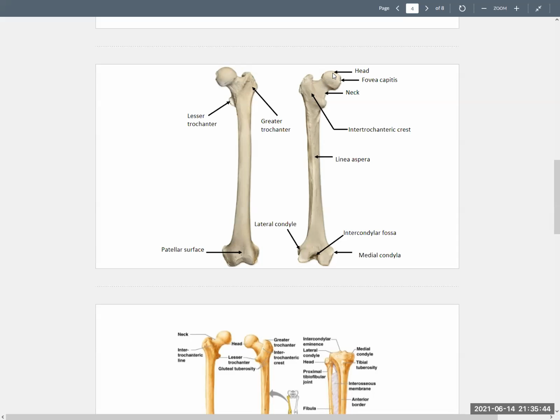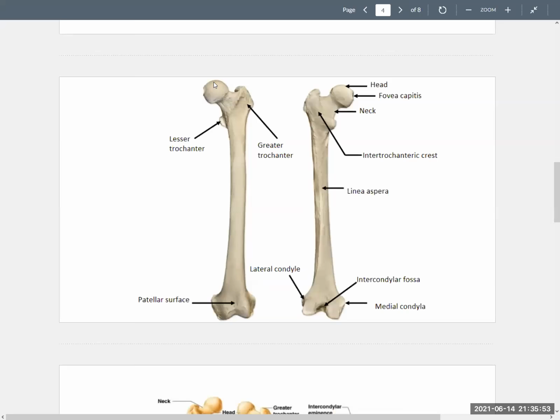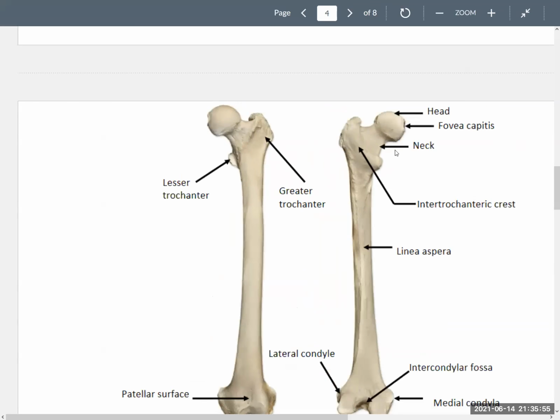Up at the top of the head, there is a depression. It shows over here. And here. Doesn't go in very far, but it allows for some expansion of the synovial pouch. This is a synovial joint. This hole is the fovea capitis, which translated means hole in the head.